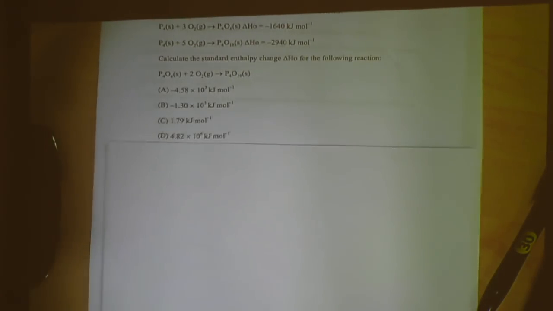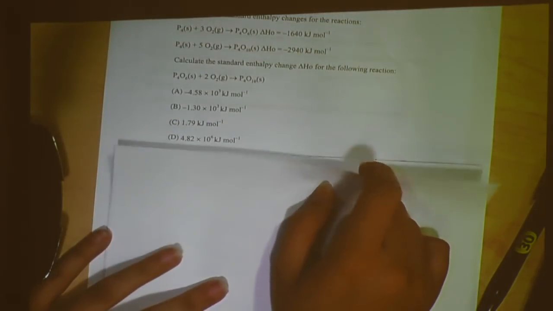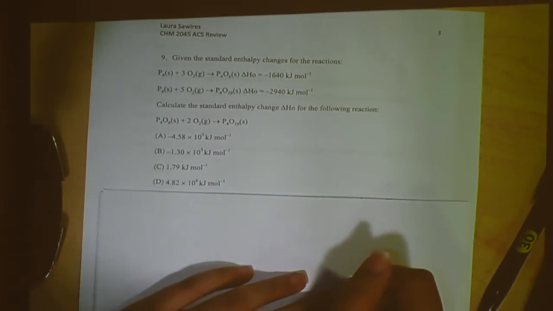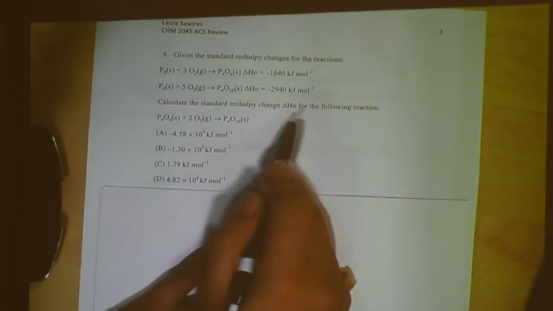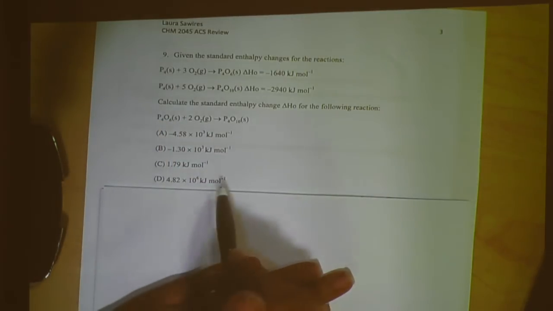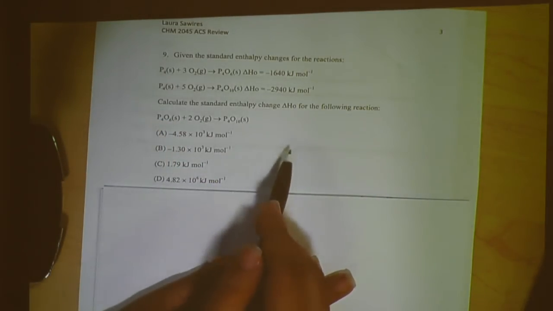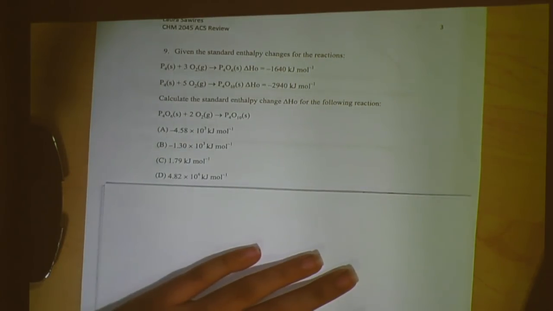Awesome. Number 9. That is a long one. That one is going to be Hess's Law. So let us see. It says, given the standard enthalpy changes for the reactions, and it gives you 2 reactions, calculate the standard enthalpy change for the following reaction, and it gives you the overall reaction. So it is again asking for Hess's Law.